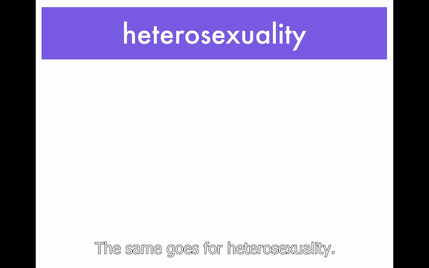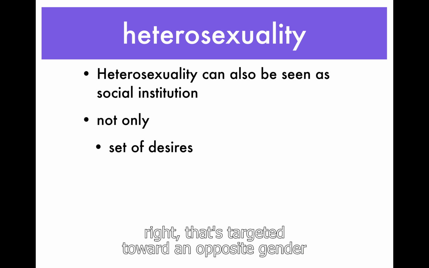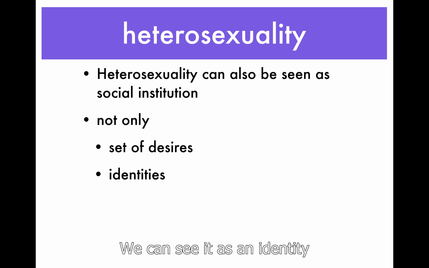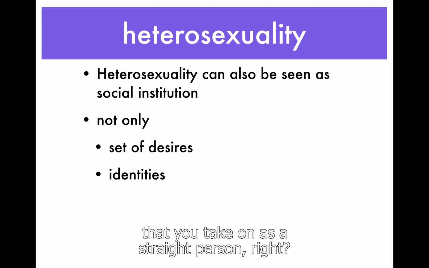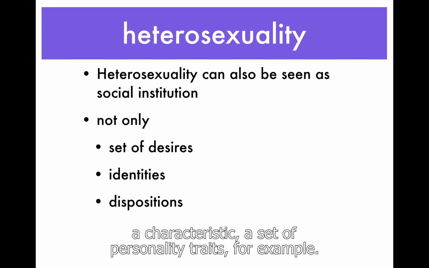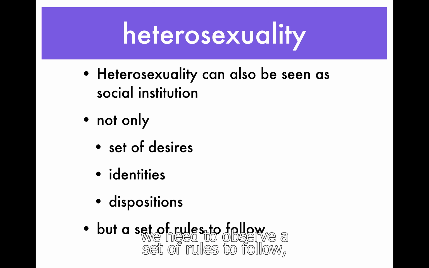The same goes for heterosexuality. It also can be seen as a social institution, right? So we can see heterosexuality as a set of desires that's targeted toward an opposite gender or an other gender person or set of people. We can see it as an identity that you take on as a straight person. And we see it as a disposition, a characteristic, a set of personality traits, for example. But if we look at heterosexuality as a social institution, we need to observe a set of rules to follow.